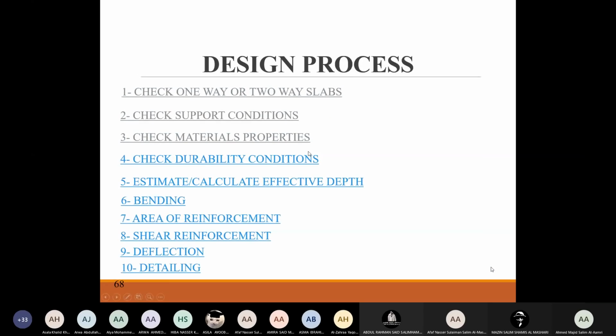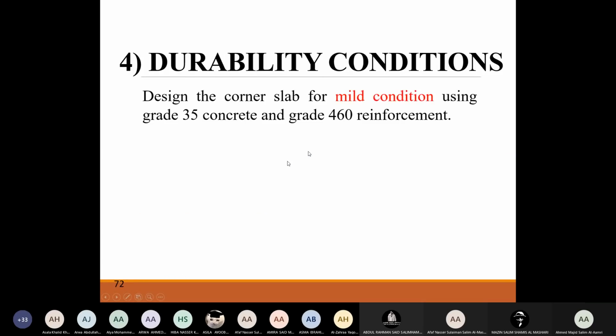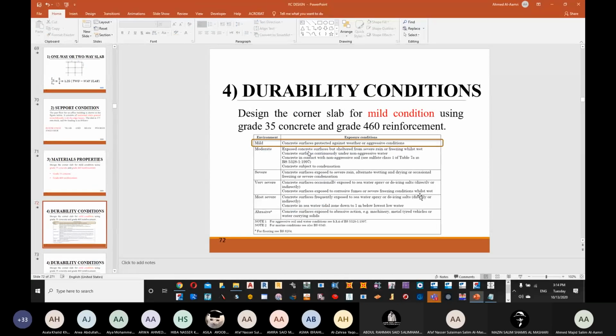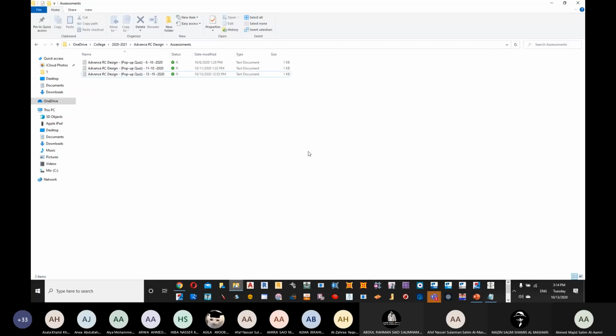So back, after checking the materials that have been already given in the question, we are going to go for durability conditions. Now it says for us, design the corner slab for mild condition using grade of 35 concrete and a grade of 460 reinforcement. So durability has been mentioned that we should design this particular slab to be a mild condition. Now we should understand what is the meaning of a mild condition. Let me try to get you the code.